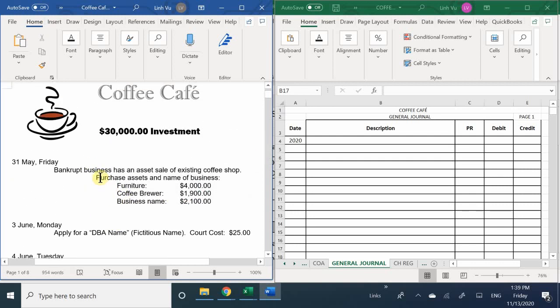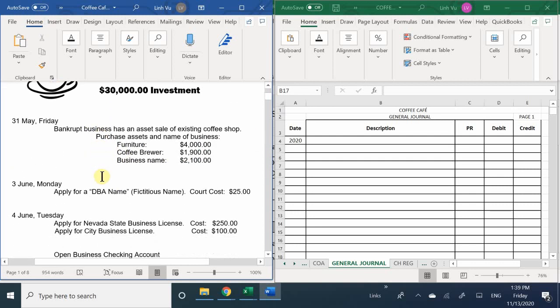So that means we cannot record this transaction, but we will once we open our bank account. All right, so then what happened next on June 3rd? Okay, so we went to change the name. It was something else, and now we want to change it to Coffee Cafe. All right. Do we need to record this transaction?